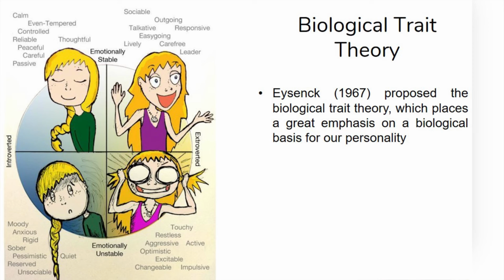Eysenck also takes into account the role of environment in addition to the biological factors. In the diagram, one can see that there are two extremes for both the scales. One who is emotionally stable and introverted tends to be calm, even-tempered, reliable, peaceful, careful, and passive. Whereas one who is extroverted and emotionally stable is easygoing, carefree, a leader, outgoing, responsive, and sociable.